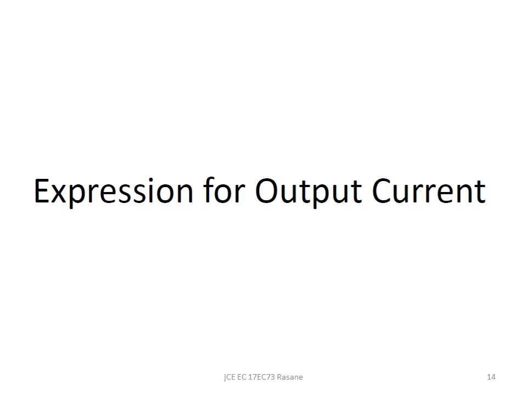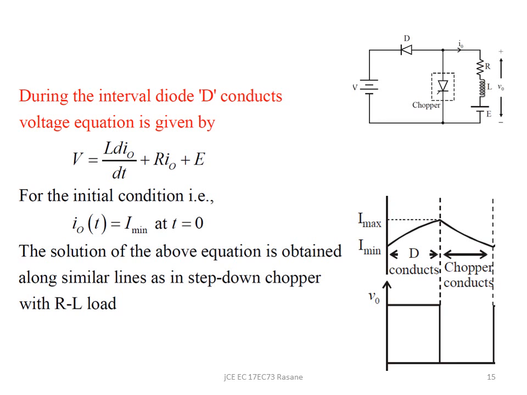Now coming to the expression of the output current. During the interval diode D conducts, the voltage equation is given by this. When the diode conducts, the chopper is off. So according to the voltage equation, we have this path. V is equal to L into di by dt plus R into i naught plus E. And for the initial condition, we have seen this waveform. When the diode is on, the initial value at t equal to 0 is I minimum.